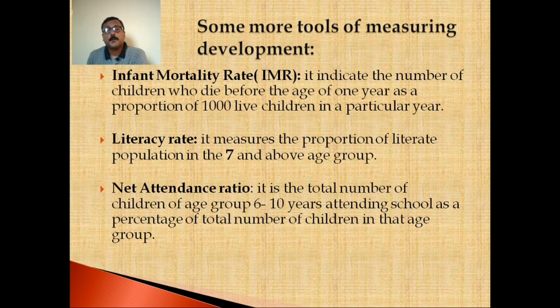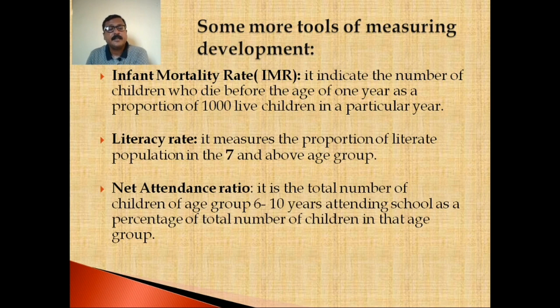Next comes literacy rate. It measures the proportion of literate population in the 7 and above age group. That means the number of people who are 7 years and above and are literate. So higher the literacy rate, higher will be the level of development. Lower the literacy rate, lower will be the level of development. These are some indicators in addition to the per capita income.